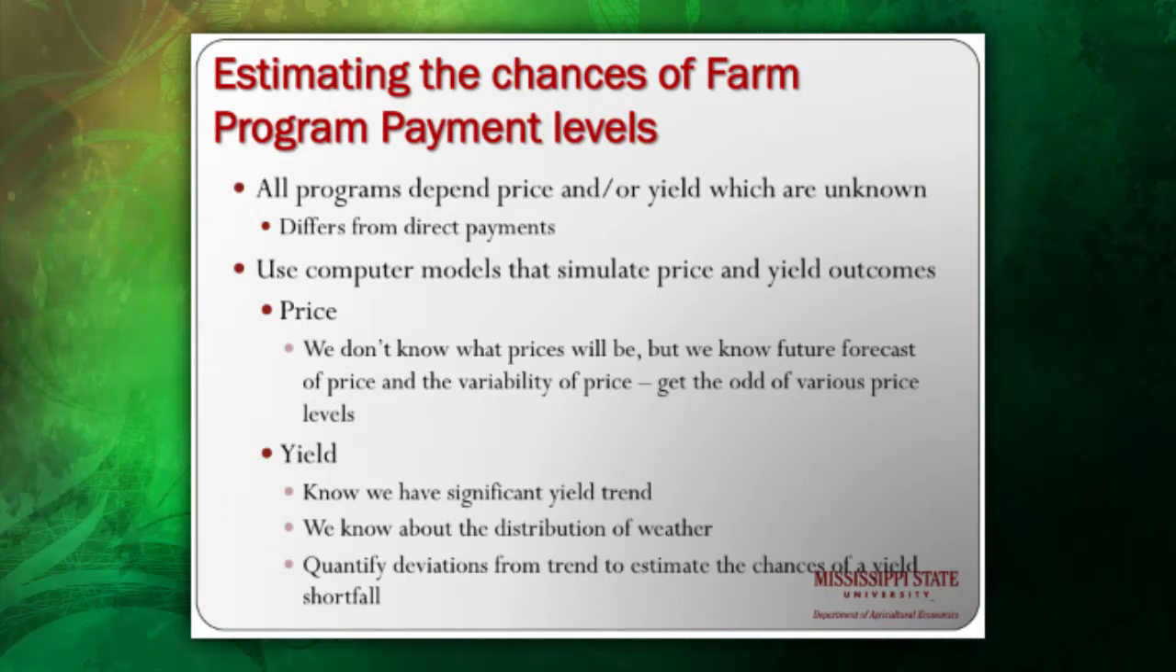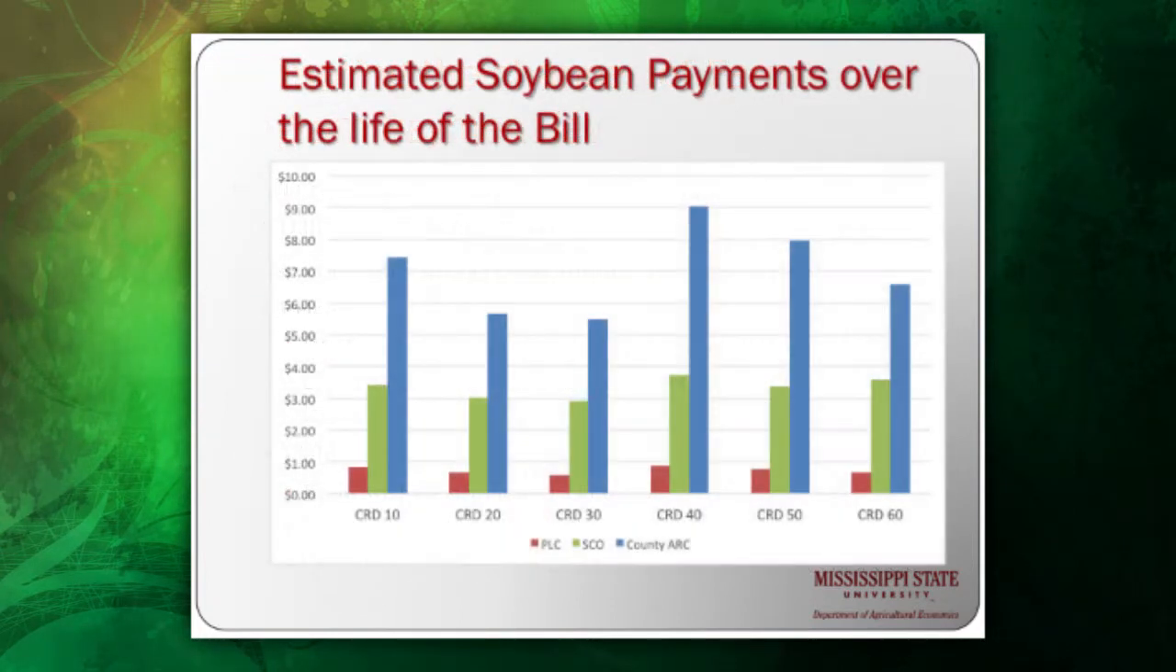And so our models predict an average yield in most scenarios. Extremely good yields are less likely, as are extremely bad yields. We put all this information together in a computer to look at literally thousands of scenarios for the next 5 years in the life of the Farm Bill. The results I'm going to show today are for soybeans.